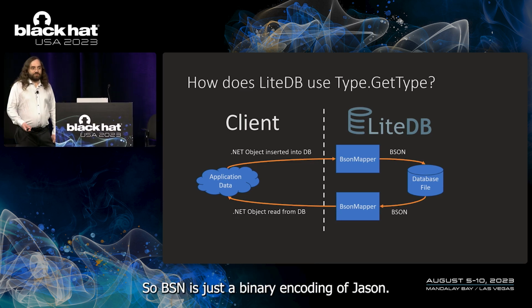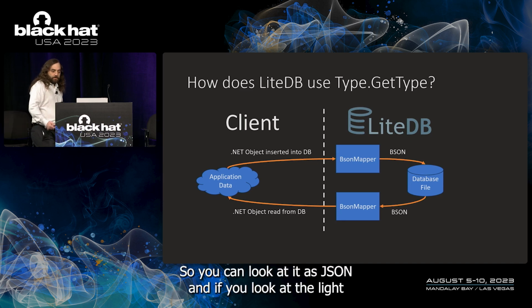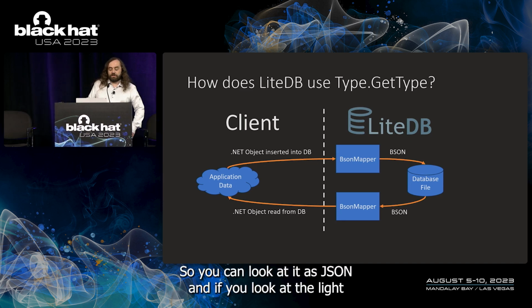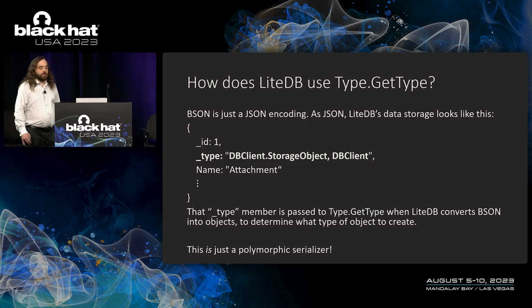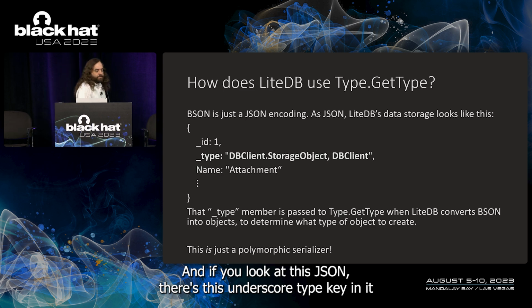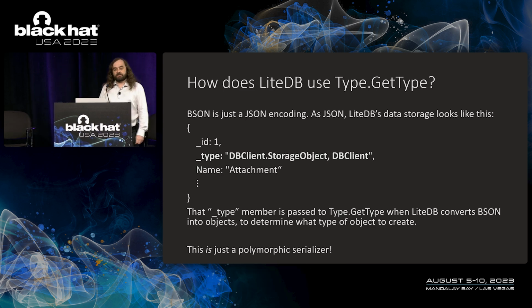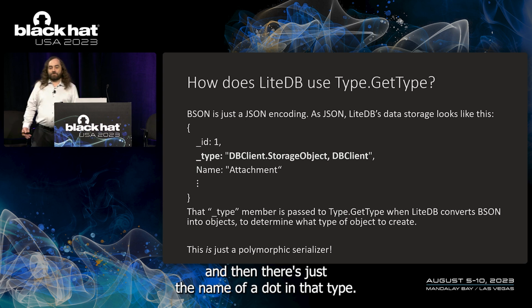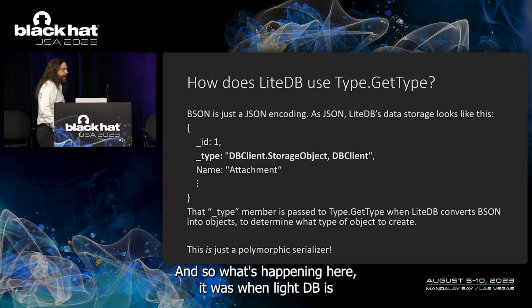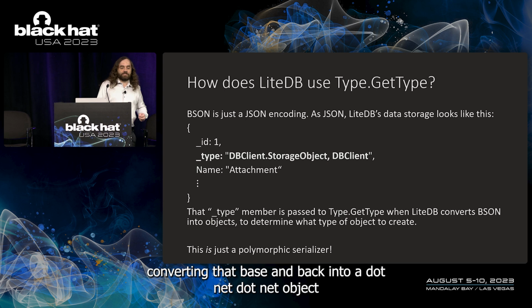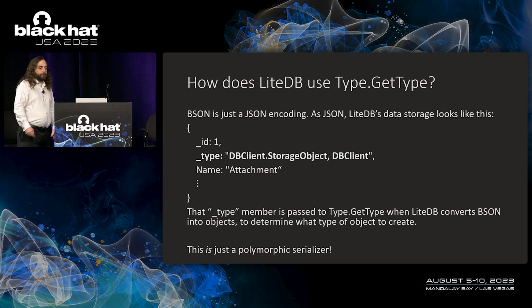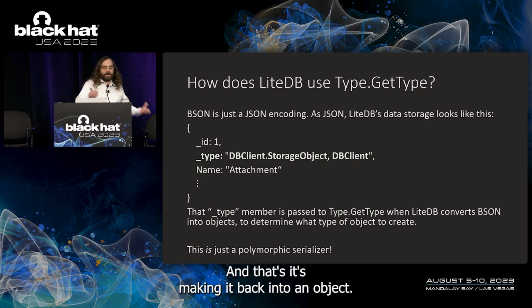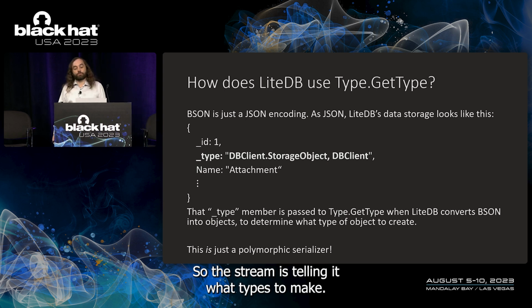BSON is just a binary encoding of JSON, so you can look at it as JSON. And if you look at the LiteDB files, decode the BSON into JSON, it looks sort of like this. And if you look at this JSON, there's this underscore type key in it. And then there's just the name of a .NET type. So what's happening here is when LiteDB is converting that BSON back into a .NET object, it's calling Type.GetType on that type string. And that's how it's making it back into an object. So the stream is telling it what types to make.